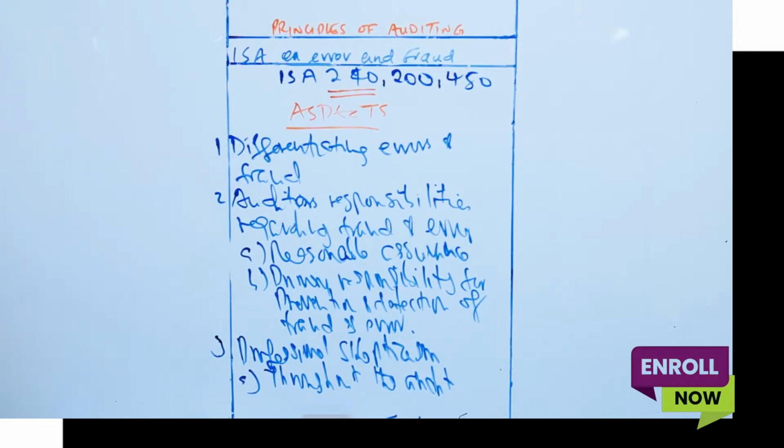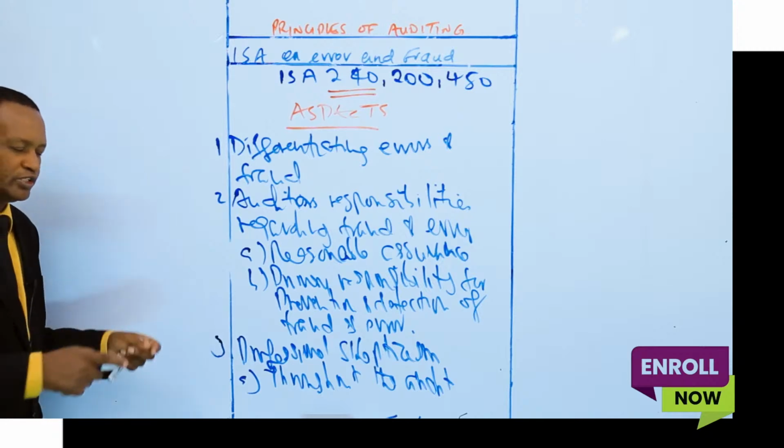You understand? And candidates, professional skepticism is particularly important when considering the possibility of fraud, as it requires the auditor to be alert to the potential for management to override controls, and also to recognize that audit procedures effective for detecting errors may not be effective in detecting fraud.